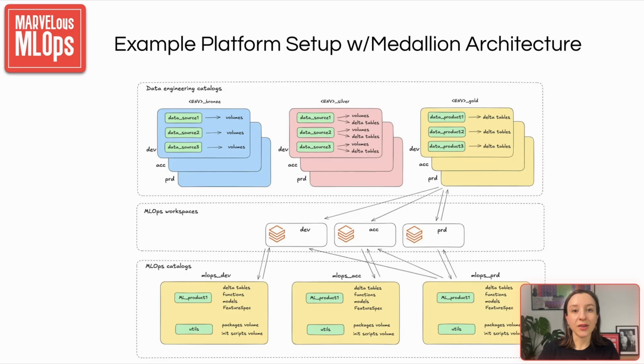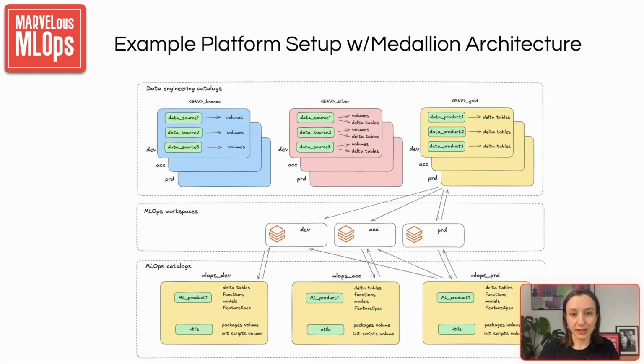Let's also look at how this structure plays out with a typical data platform setup. Data engineering teams usually organize source data using medallion architecture, bronze, silver, and gold layers, each separated by environment. For example, they have dev bronze, acceptance silver, production gold, and so on. Each data product has its own schema, which helps with clear ownership and granular access control.